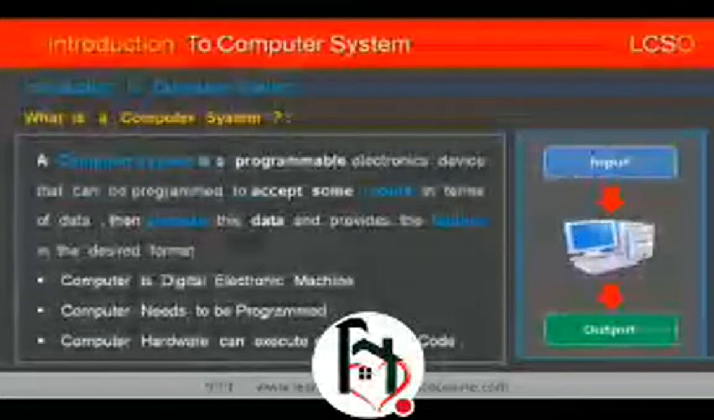A computer system is defined as a programmable electronic device that can be programmed to accept input data, then process this input data as per the program instructions. The computer then presents the processed data to the user as an output. The user can utilize the processed data for some meaningful work. The computer system mainly consists of two types of components. The first type is called the hardware components, and the second type is called the software components.